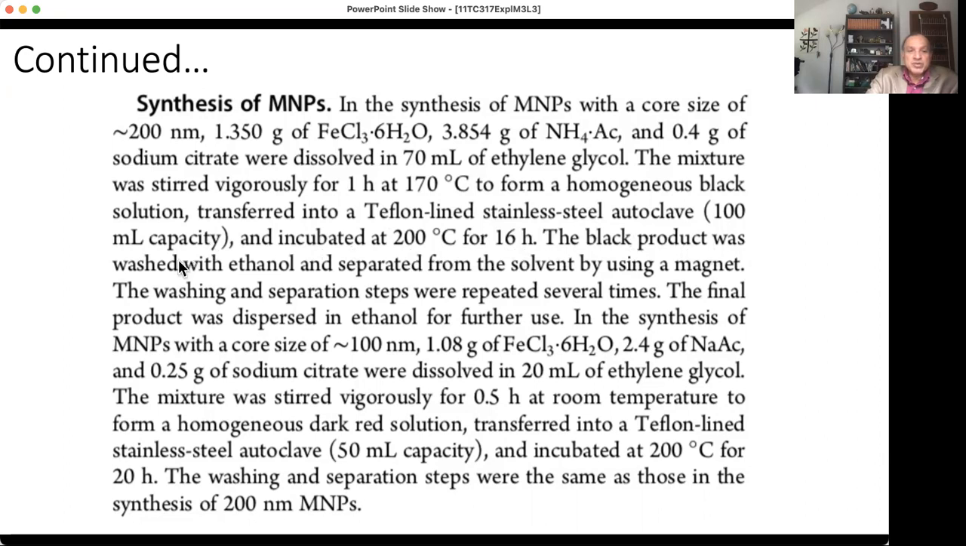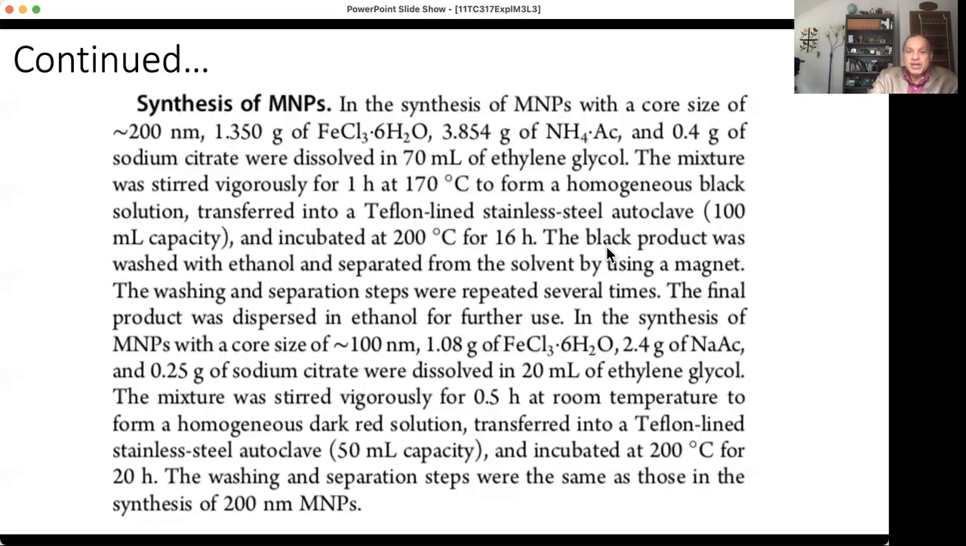The black product is washed. See, the idea of saying homogeneous black solution. So you need to be able to get this black solution. If you didn't, there is some problem there. There's a transfer into Teflon-lined, otherwise it will eat through the glass. At 200 degrees, the black product was washed with ethanol.